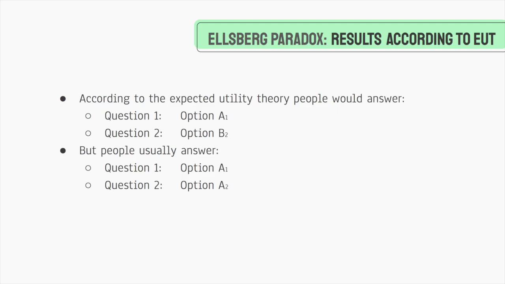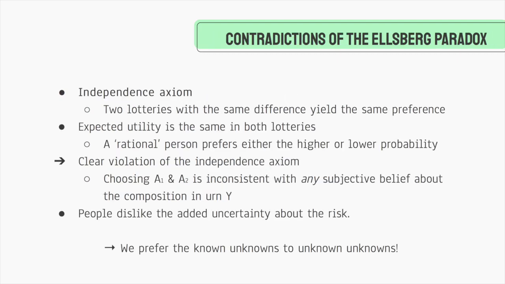But people usually tend to answer option A1 and A2. This contradicts the expected utility theory, as the independence axiom stated that two lotteries with the same difference yield the same preference. In this case, the expected utility was the same in both lotteries, and a rational person prefers either the higher or lower probability and then sticks with this. But in this case, there was a clear violation of the independence axiom, as choosing A1 and A2 is inconsistent with any subjective belief about the composition in urn Y.